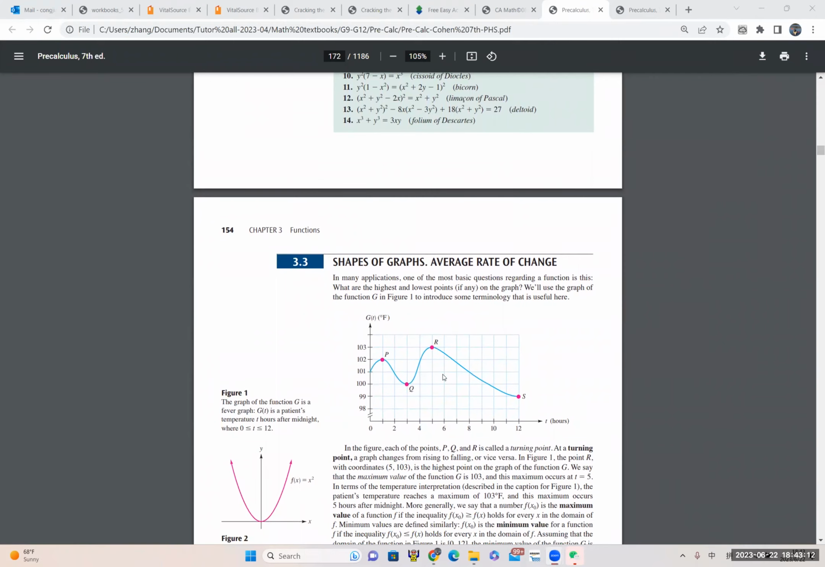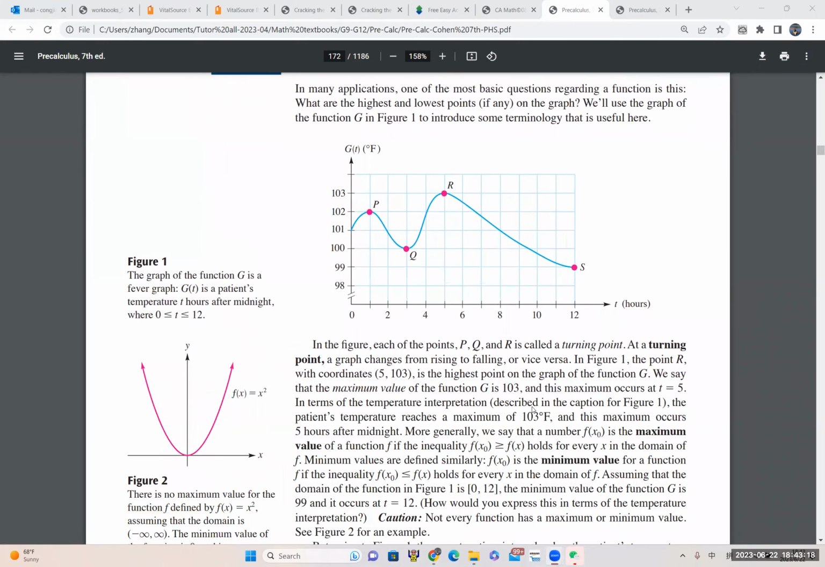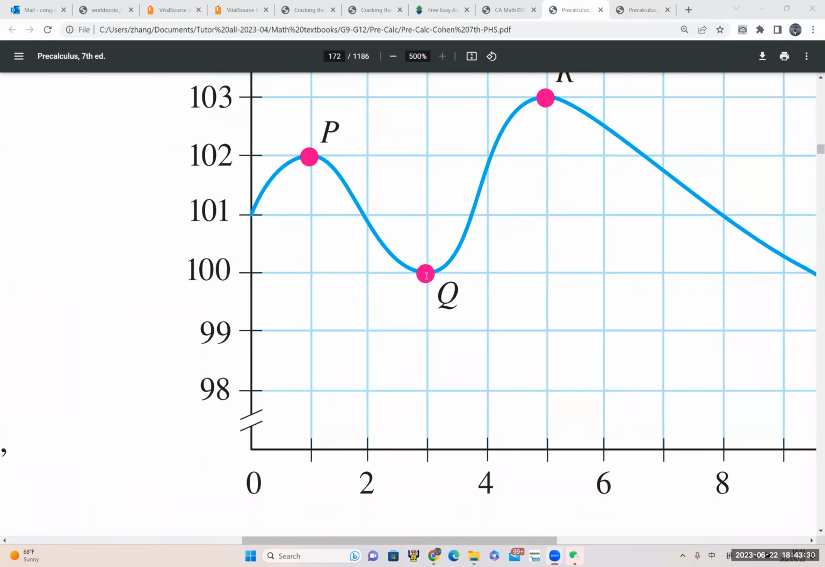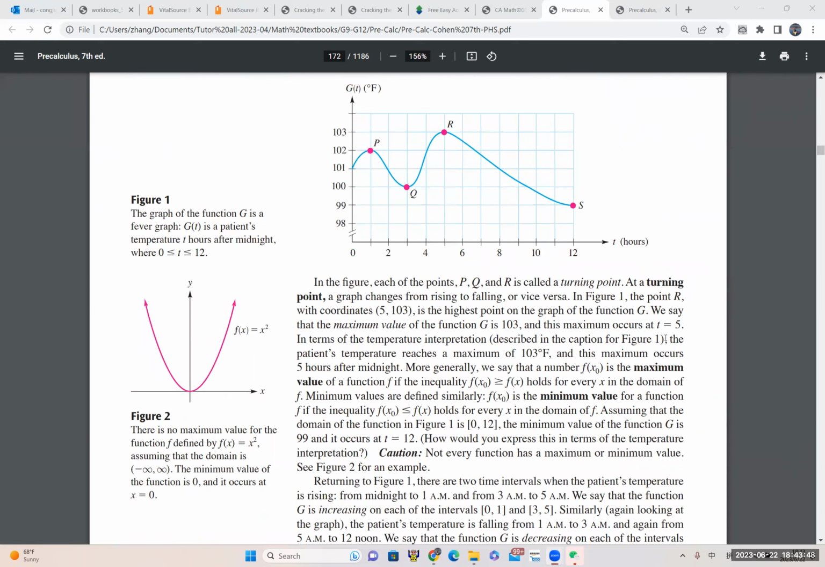Okay, let's go next. Shape of graph, average rate of change. We call this a turning point. It means, for example, for point Q, before point Q it decreases, right? But after it, it increases. So we call it turning. So a turning point normally means either a maximum or a minimum.